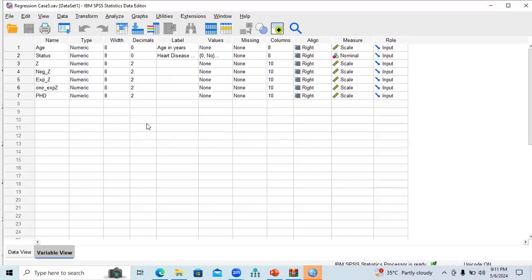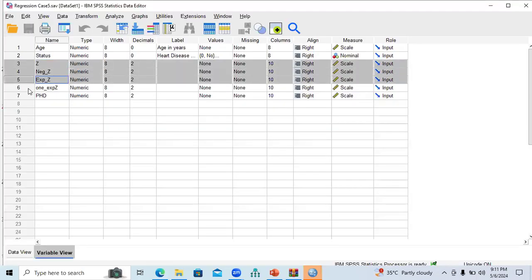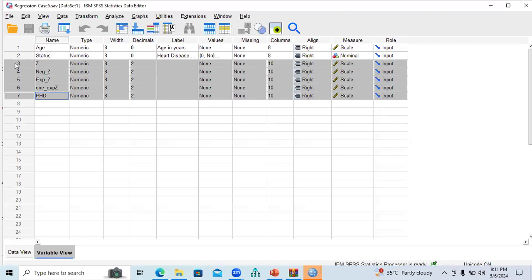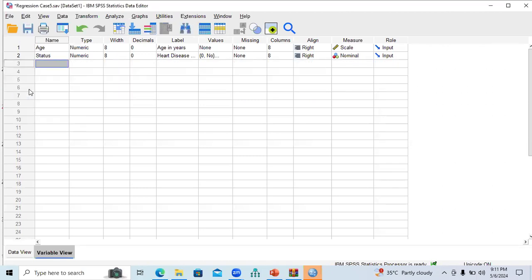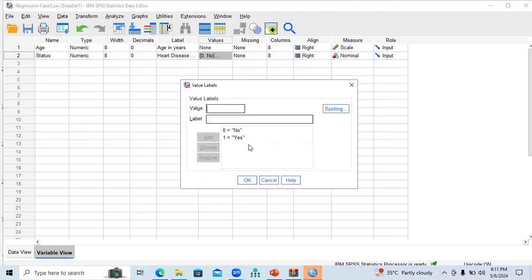So the data set is open. Now let's suppose all these things are not calculated first, so you need to clear all these things. You have two variables here, age and status of heart disease, where you can see status of heart disease is coded with 0 and 1, which is the first requirement: that your dependent variable should be binary. So it is coded with 0 and 1. Therefore, we are going to use the binary logistic regression.